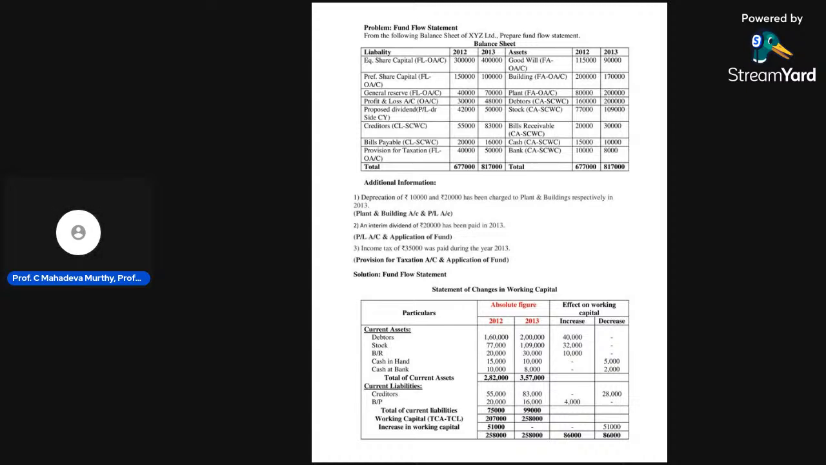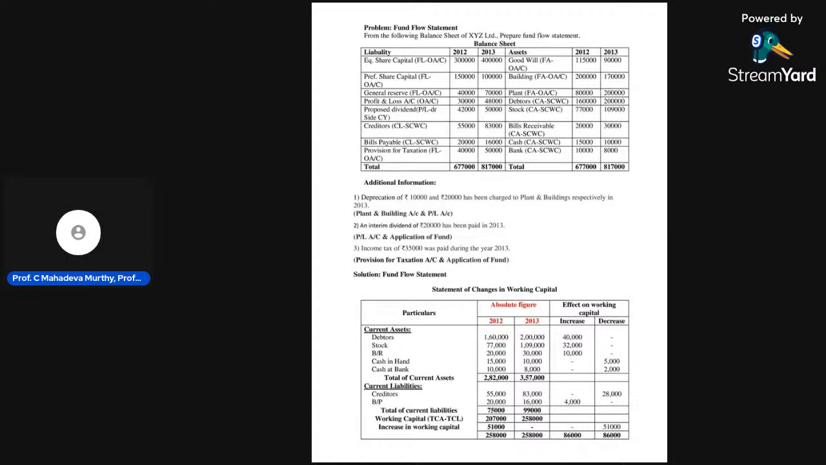Then 2013, 1 lakh 9,000. That is 77,000 to 1 lakh 9,000, which is also an increase to the tune of 32,000. Then bills receivable is 20,000 in the previous year. Current year, that is 30,000. That also increases, 20,000 to 30,000, the difference is 10,000.